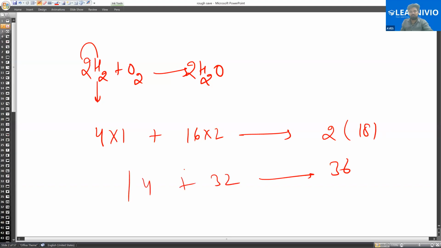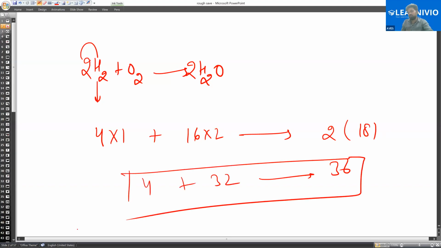Got it? So you will get the total mass. But if you simplify it, you will get 1 is to 8 is to 9. You divide each of them by 4, the whole equation. The simplest ratio for hydrogen and oxygen in water is 1 is to 8.